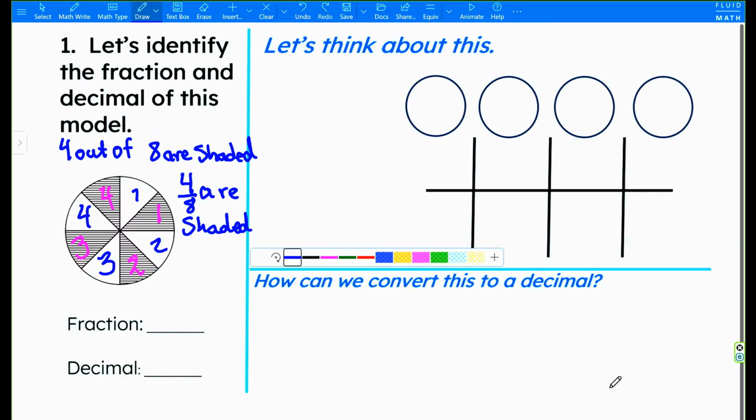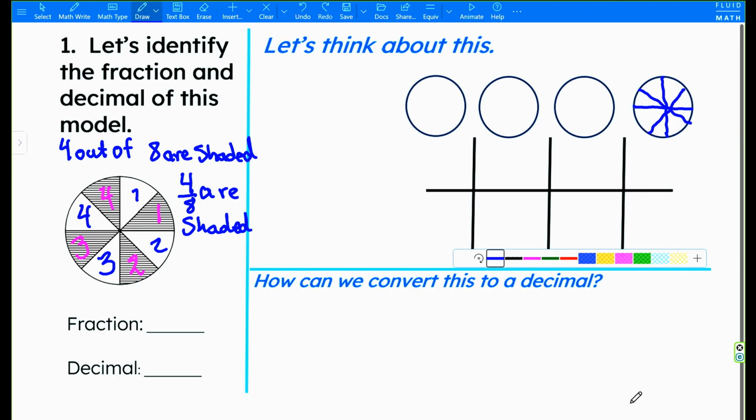Over on the right, I have some circles. I'm going to use that to illustrate what I would like you to see. So our first circle that we had was divided into 8 parts, and 4 out of 8 of those parts were actually shaded in. So I'm going to go ahead and shade that in as well. You can see that half is a little better represented in this form than the original model. But I'm going to go ahead and write down that I have 4 out of 8 shaded.